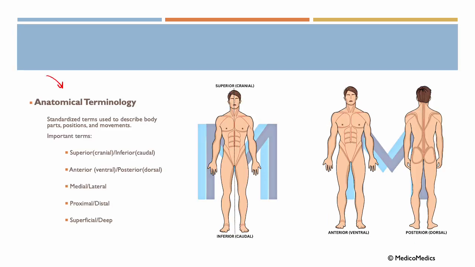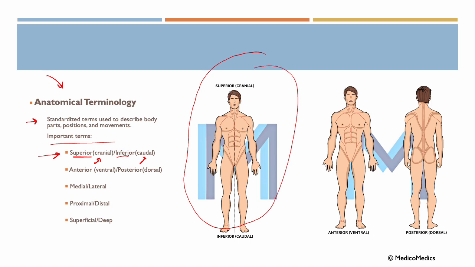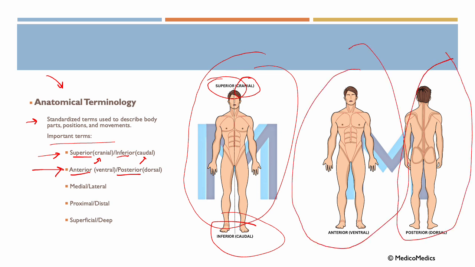So moving on to anatomical terminology. Anatomical terminology are standardized terms used to describe body parts, positions, and movements. Some important terms include superior and inferior. These also go by cranial and caudal. Here you have an illustration where superior is above, or we also say cranial, and we have inferior or caudal. Then we have anterior and posterior. So anterior in front, posterior behind. For anterior, we also use ventral, and for posterior, we use dorsal. We also have medial and lateral. We have proximal, distal. We have superficial and deep. And in the next slide, we will look at each of these with an illustration to help.